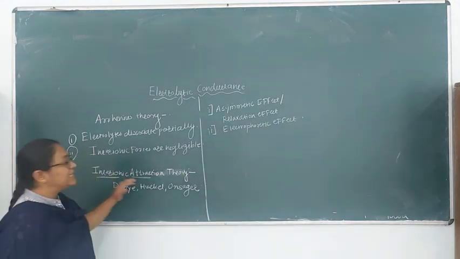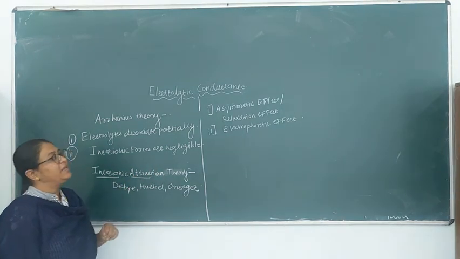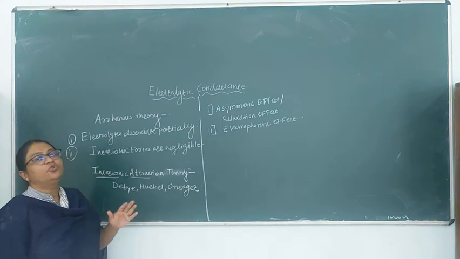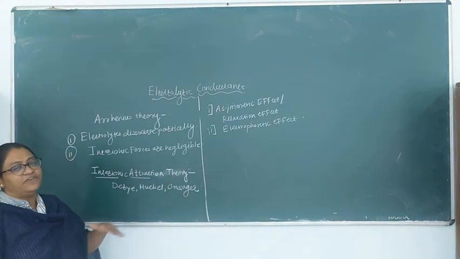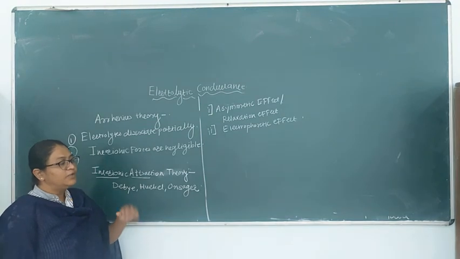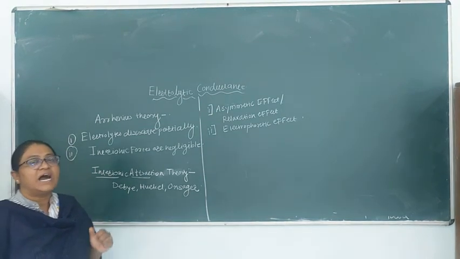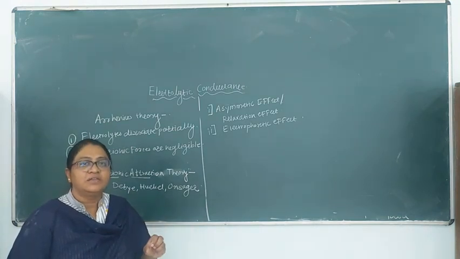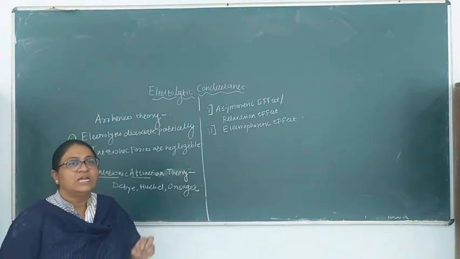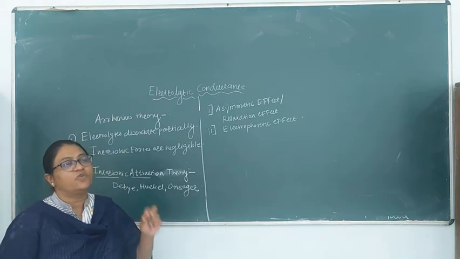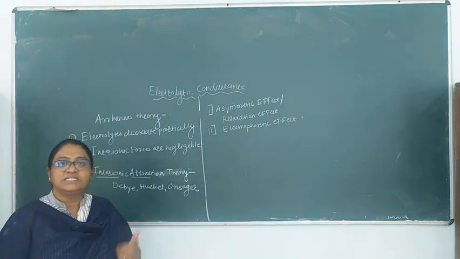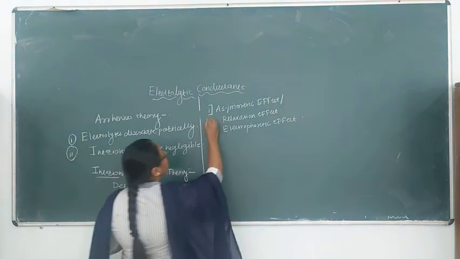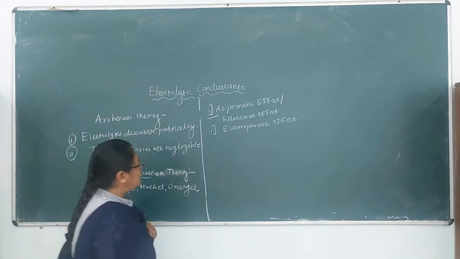In the interionic attraction theory, two effects are explained: the asymmetric effect or relaxation effect, and the electrophoretic effect. Due to these effects, the velocity of the ions is decreased, which is actually the reason for the decreasing conductance of a strong electrolyte with increasing concentration. Let's see what these effects are. The first effect, the asymmetric effect. Now what is this effect?